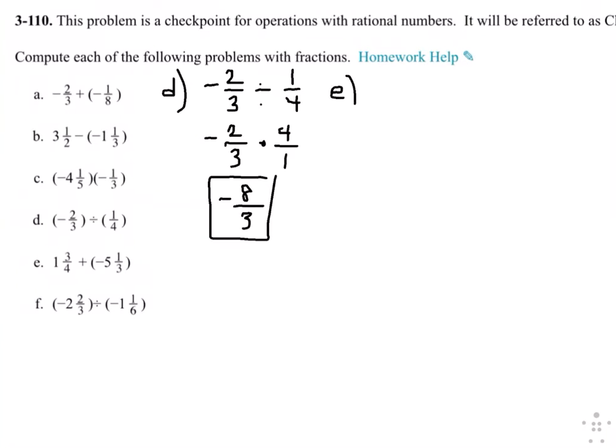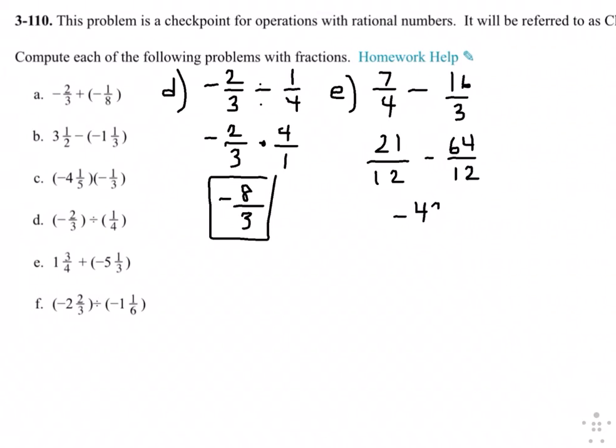And E, let's do that here. We have 1 3/4, that's 7/4, plus a negative, that's minus 5 1/3, that's 16/3, right? Common denominator is 12, so I have 21 twelfths minus 64 twelfths, right? 21 minus 64 is negative 43, so negative 43 twelfths, right? Negative 43 twelfths. And it's fine to leave it as an improper fraction.